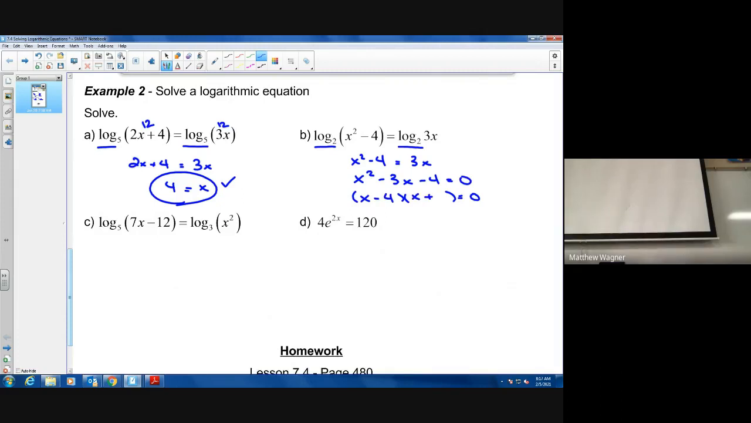If we have x minus 3 and x plus 1, that will get our expression x squared minus 3x minus 4, which means I have answers of 4 and negative 1. Again, super important, since we're dealing with powers and logs, we need to check our answers. So when I plug in a 4, 4 squared is 16, 16 minus 4 is 12. That works. 3 times 4 is 12. That works. Perfect. When I plug in a negative 1 now, negative 1 squared is 1. 1 minus 3, or 1 minus 4 is negative 3. 3 times negative 1 is negative 3.